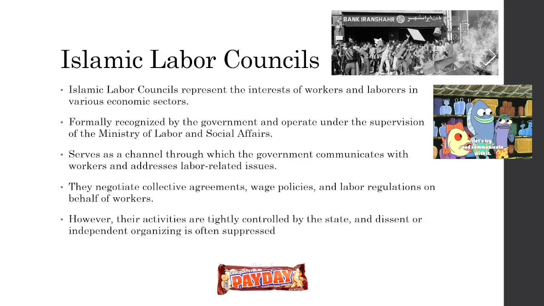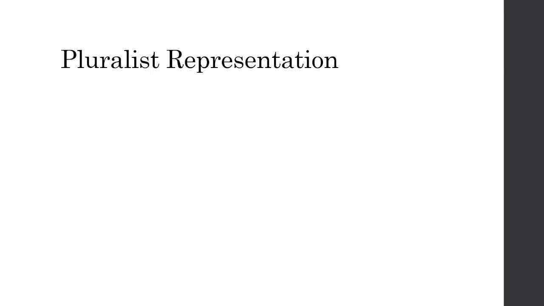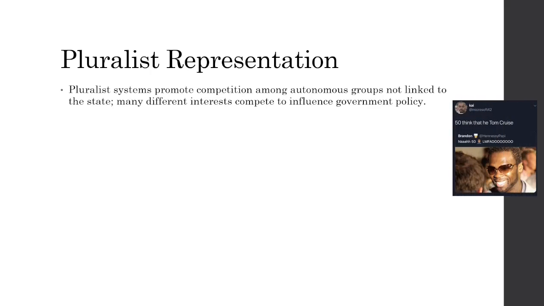Their activities are tightly controlled by the state, and dissent is often suppressed. These interest groups are incorporated into the state apparatus to manage social and economic affairs in line with the government's objectives. Now let's look at pluralist representation, which is essentially the opposite of corporatist representation. Pluralist systems promote competition among autonomous groups not linked to the state. So that's the big difference here.